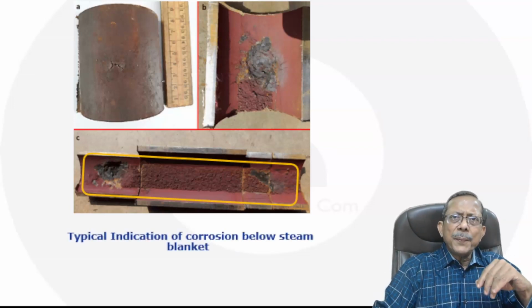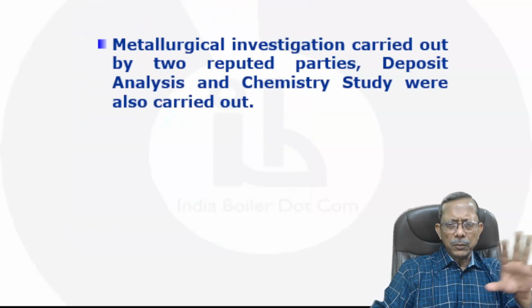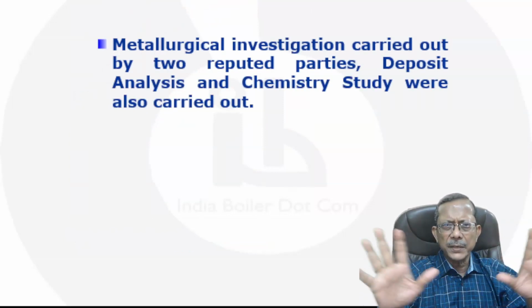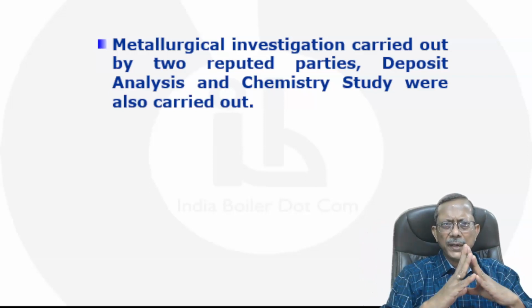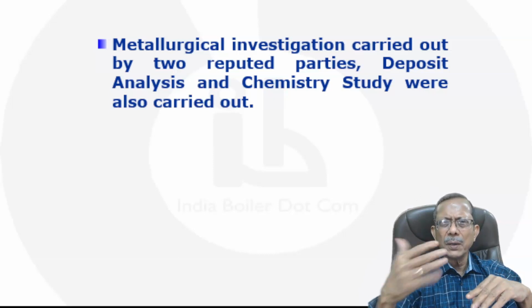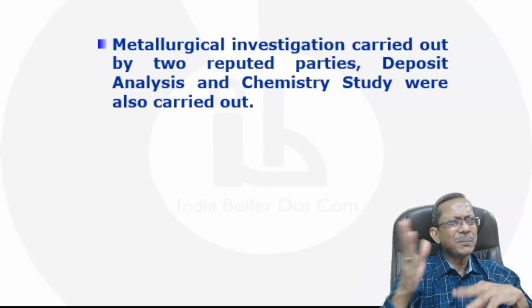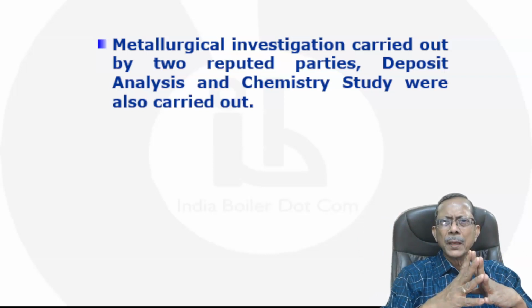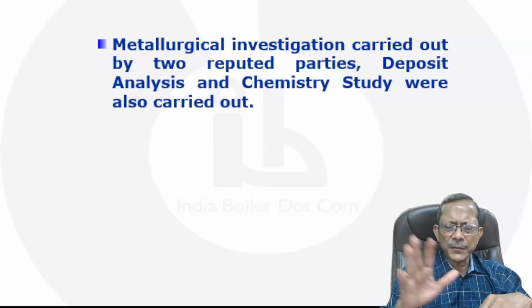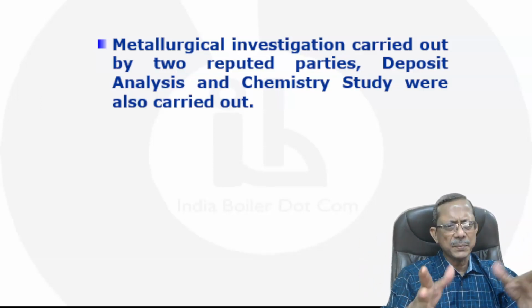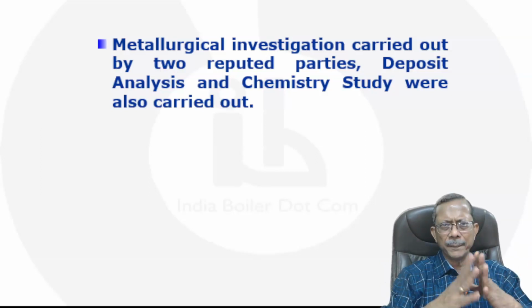Now, by the time I went there, they had carried out all the metallurgical studies of these failures, because this had been happening since 2020 and there were multiple occurrences, right? They must have faced around 10 to 12 such failures. They had conducted the metallographic study by two reputed organizations, so microstructures and everything were there. Identification of the damage mechanism as hydrogen embrittlement was already there.